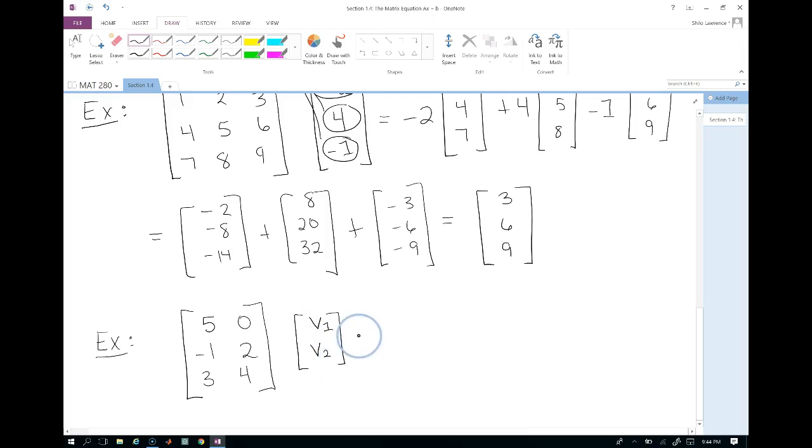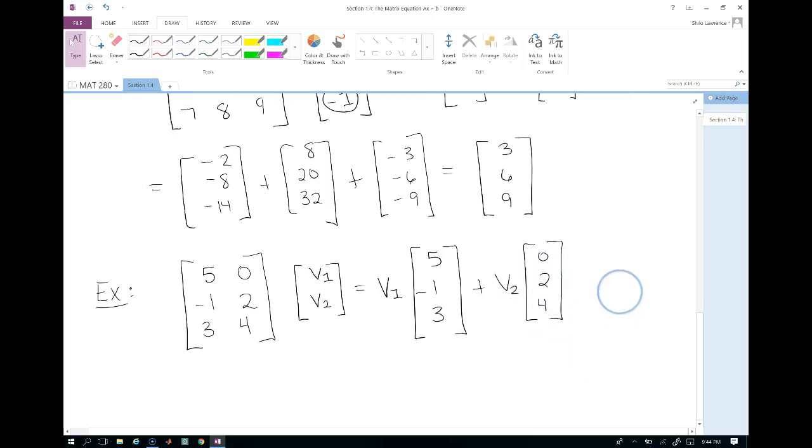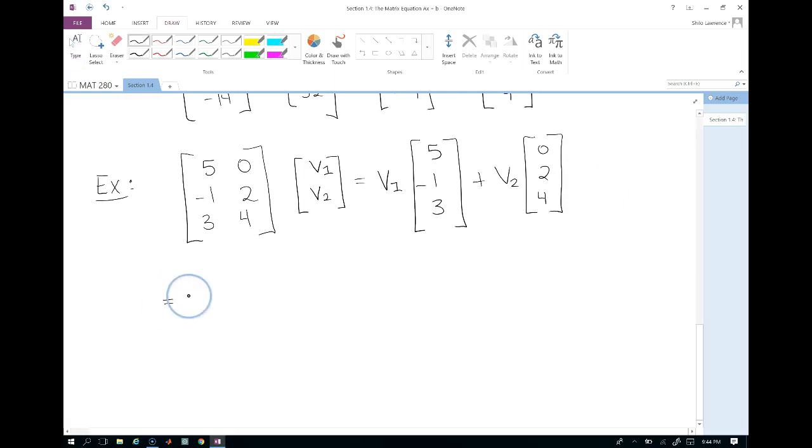So this time I'm just going to use variables, v1 and v2 in my vector. And each column gets a weight from the vector. So v1, since it's the first entry in our vector, goes with the first column, 5, -1, 3. And then v2 goes with the second column, 0, 2, 4. And we can think of that as scalar multiplication. So 5v1, -v1, and 3v1.